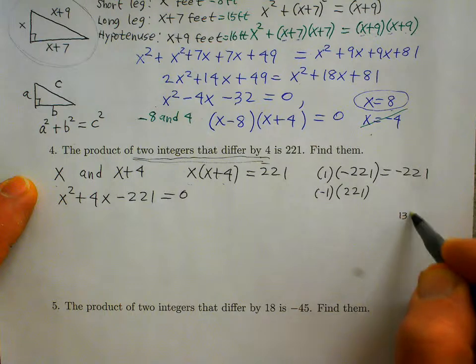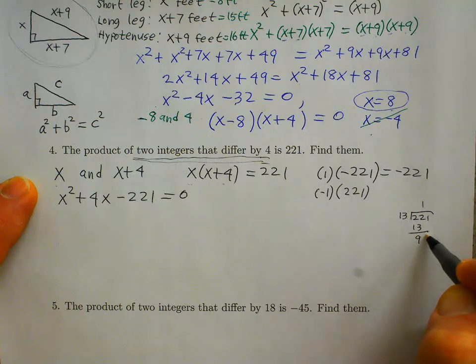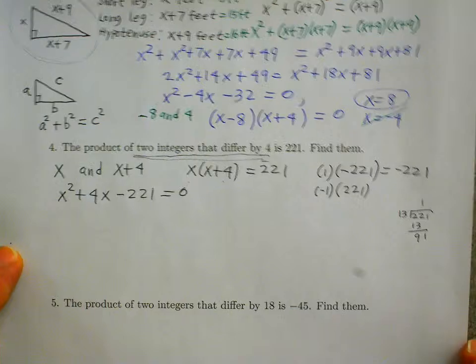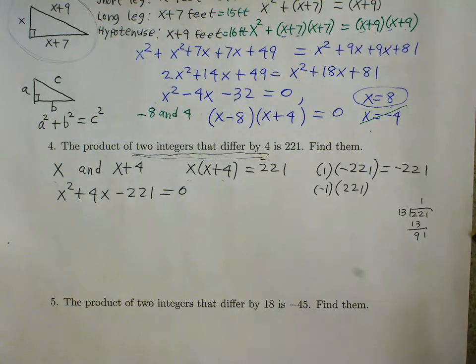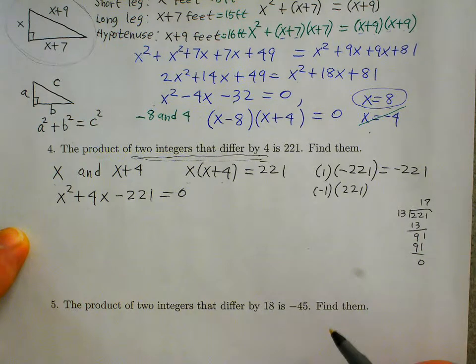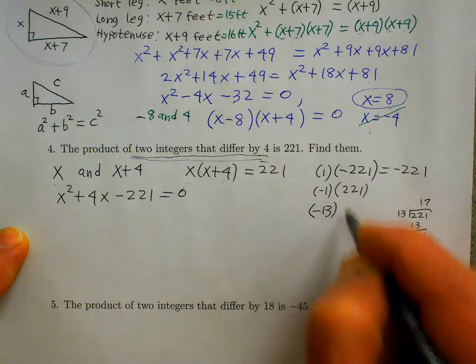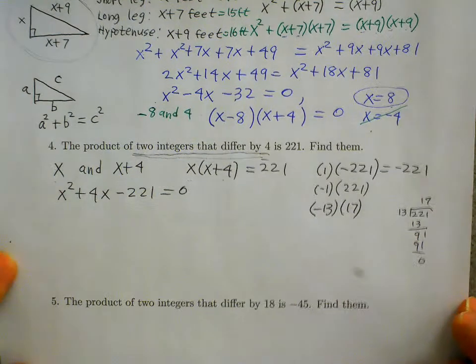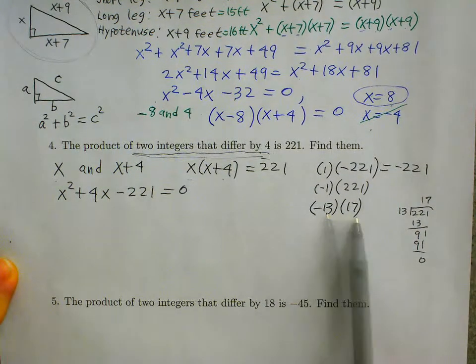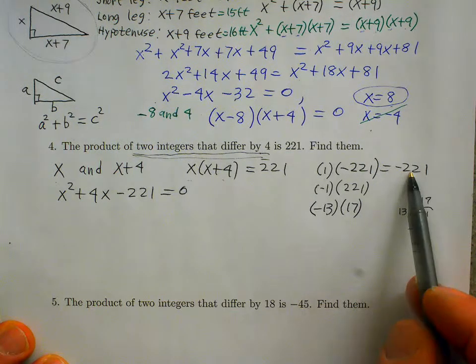So does 13 divide into 221? 17. So 5, 6, 7, exactly, right? Okay, so negative 13 and positive 17. Those differ by 4, and their product is negative 221.